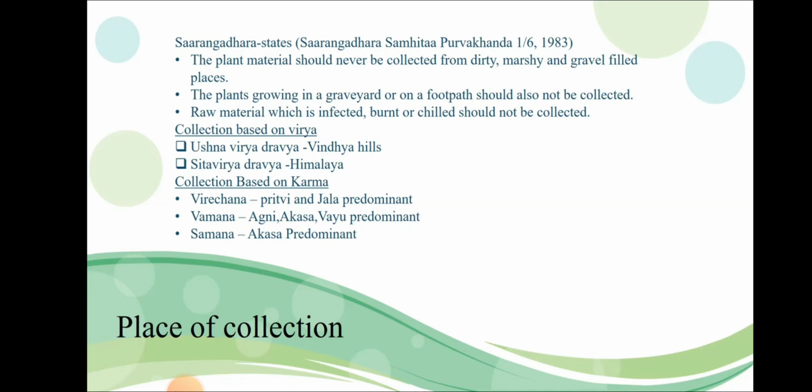Coming to the collection of raw materials based on the karma. The land may be categorized on the basis of 5 Mahabhutas. So the drugs for different karmas are to be collected from the soil of different Mahabhuta predominance. The Virechana Dravya will be collected from Prithvi Jala predominant Bhumi. And Vamana Dravyas will be collected from Agni Akasha Vayu predominant Bhumi. And Shamana Dravyas will be collected from Akasha predominant Bhumi.